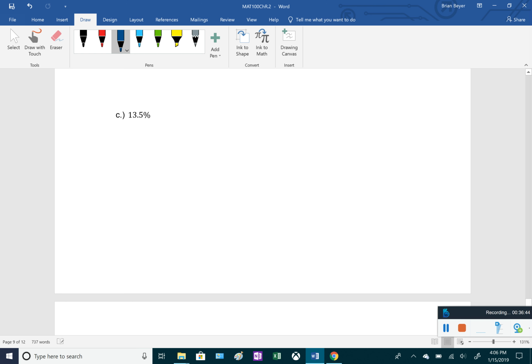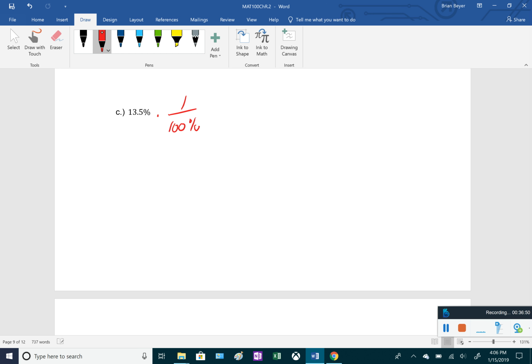Last one, 13.5% multiplied by 1 over 100%. That equals 13.5 over 100. So this is going to give us 27 over 2. So I'm going to do a little side work. 13.5 as a decimal will equal 27 over 2 as a fraction.